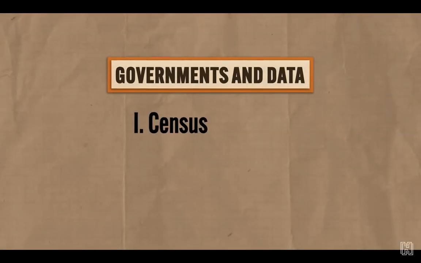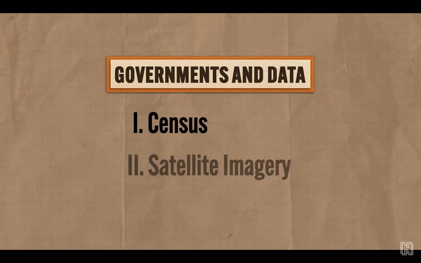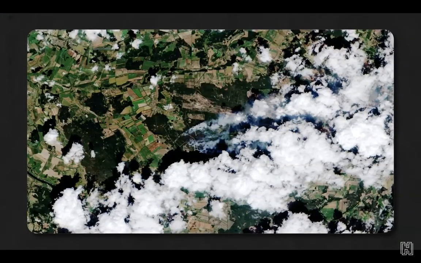Anyway, the second means by which governments use geographic data to make decisions is through the use of satellite imagery. For example, federal and state governments and various agencies use satellite images to track wildfires and make decisions about when certain populations need to evacuate and develop strategies for fighting those fires.